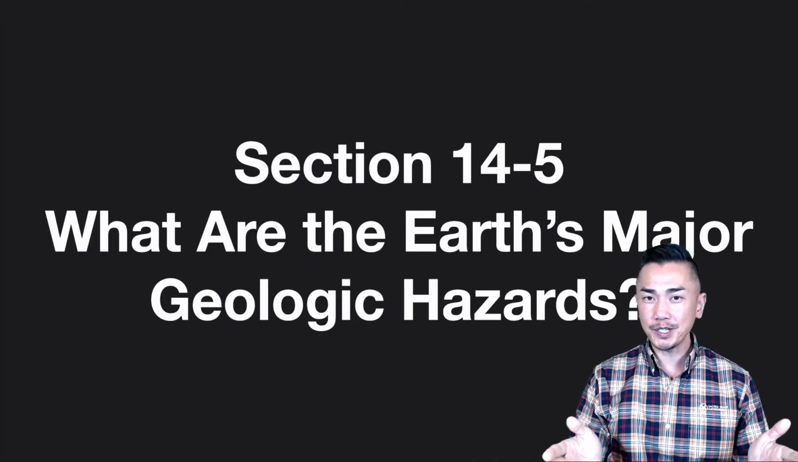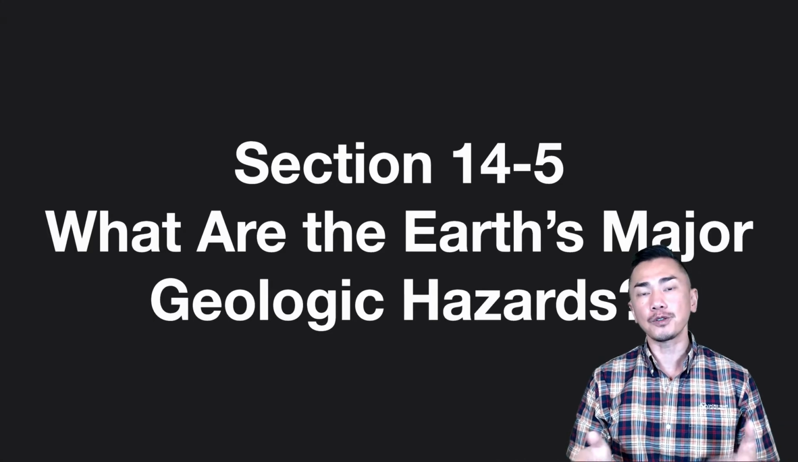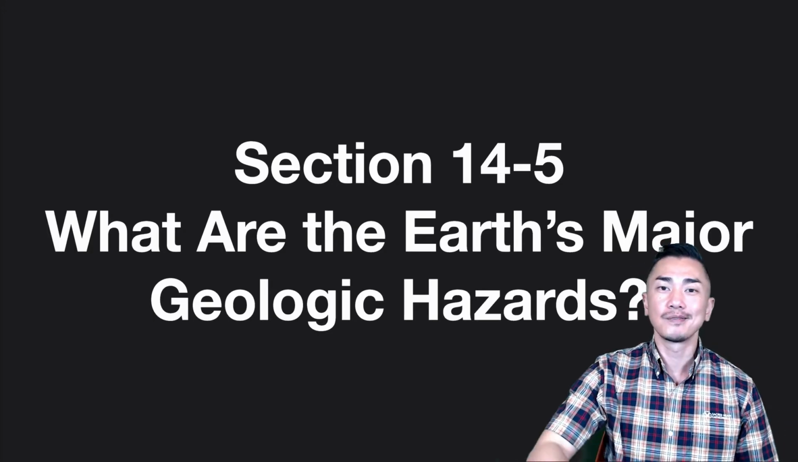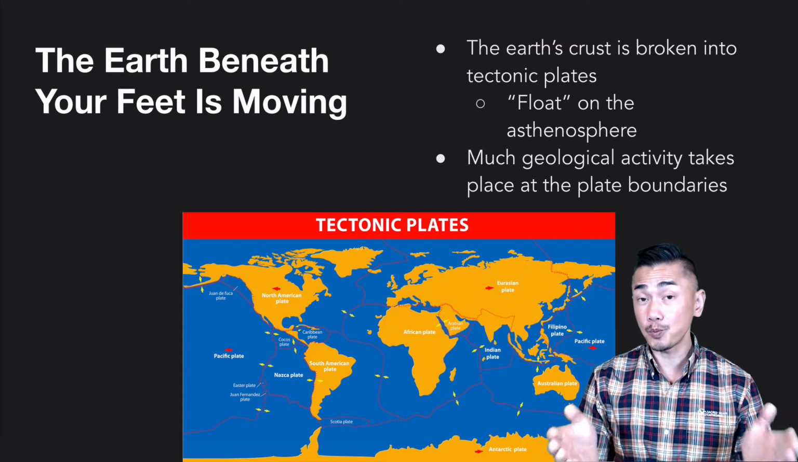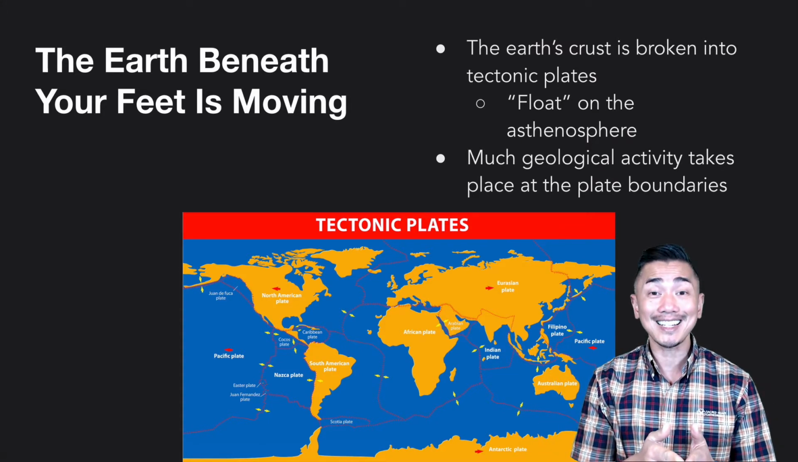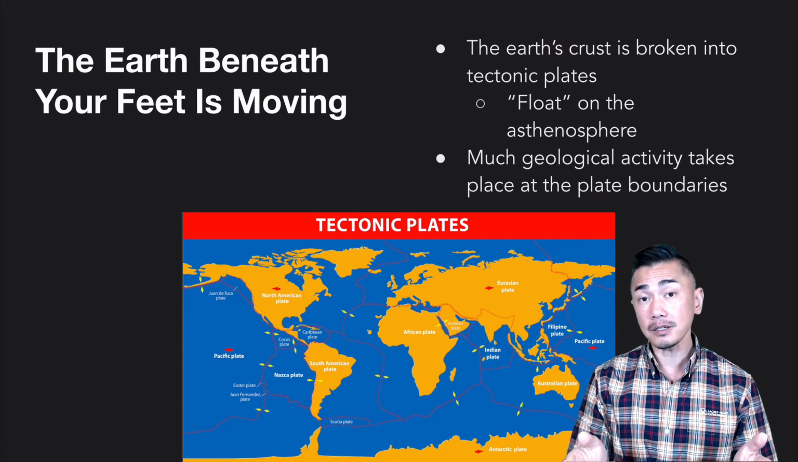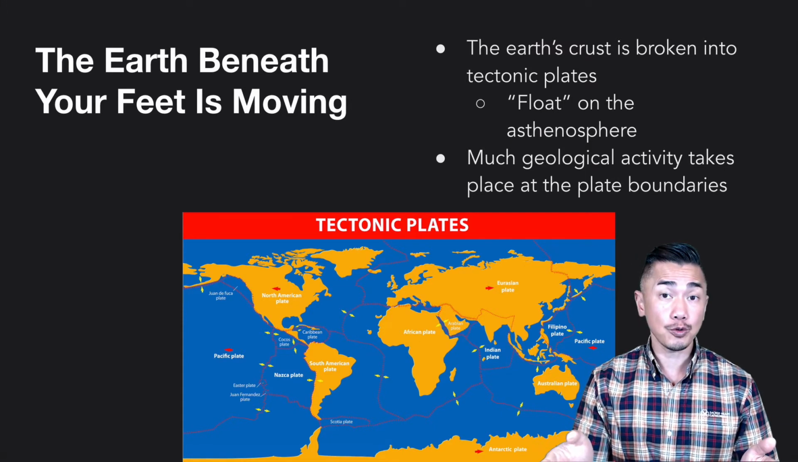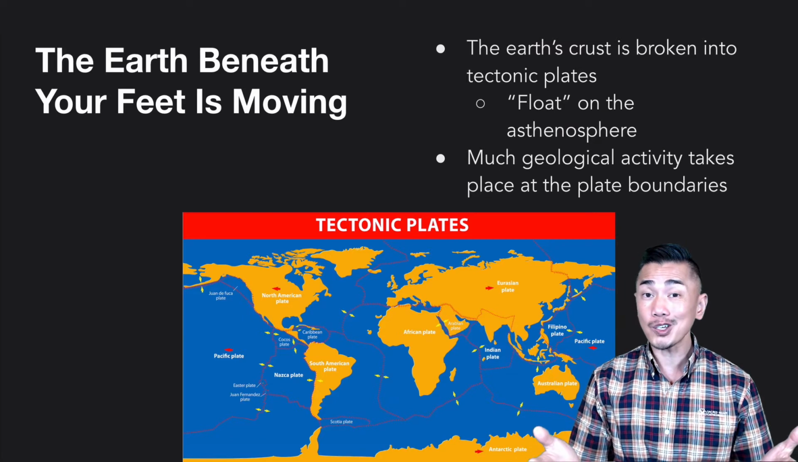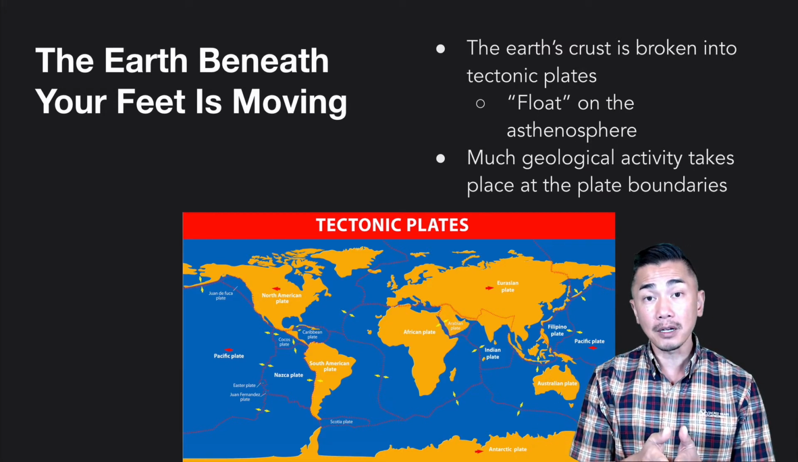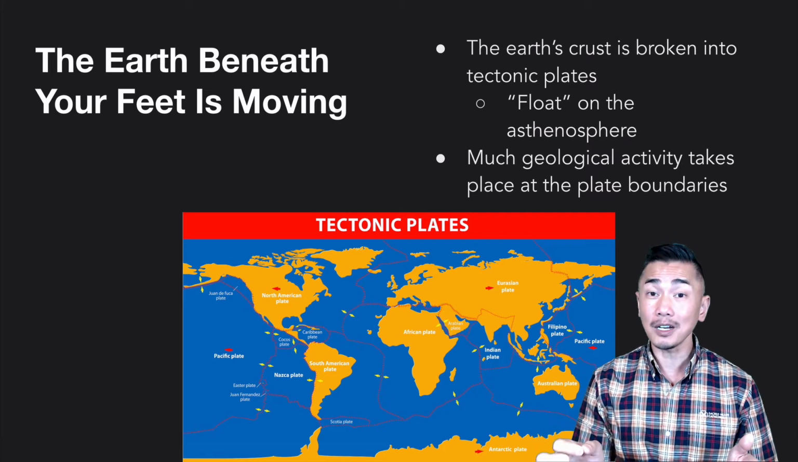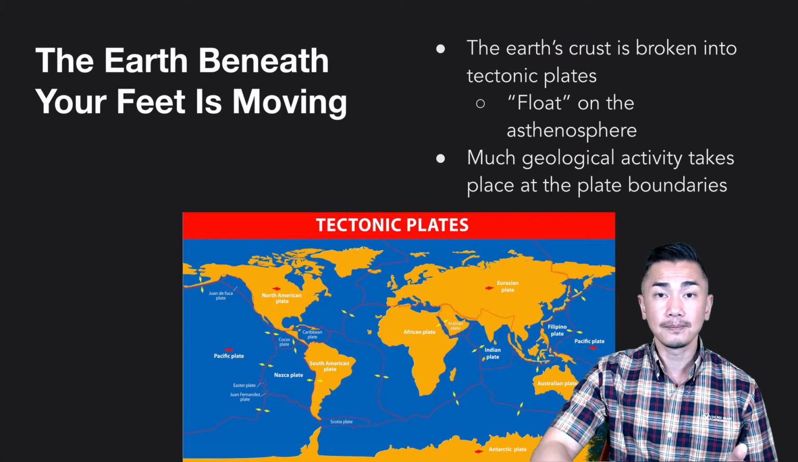In section 14.5, we're going to talk about some of the Earth's major geologic hazards. We first need to understand that the Earth's crust is broken up into pieces called tectonic plates. These tectonic plates float or drift on the semi-solid, partially melted asthenosphere. Much of the world's geological activity takes place at these plate boundaries. The map on the bottom shows the world's major tectonic plates and plate boundaries.